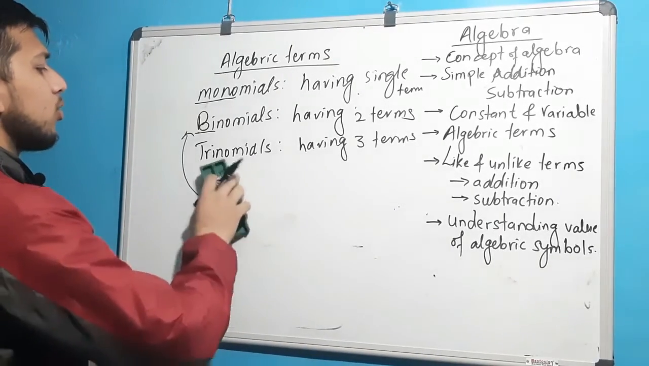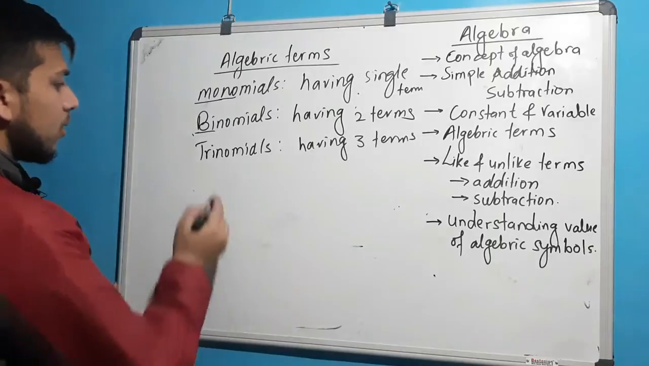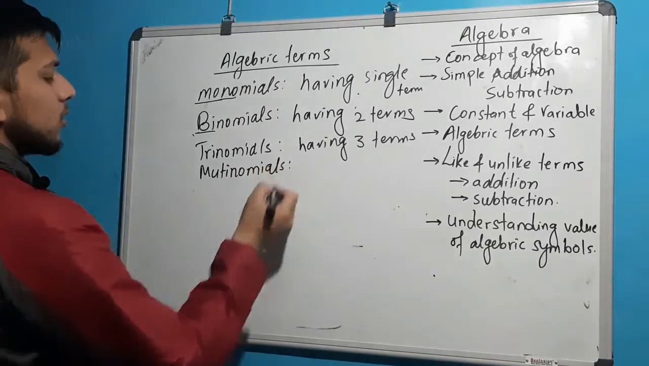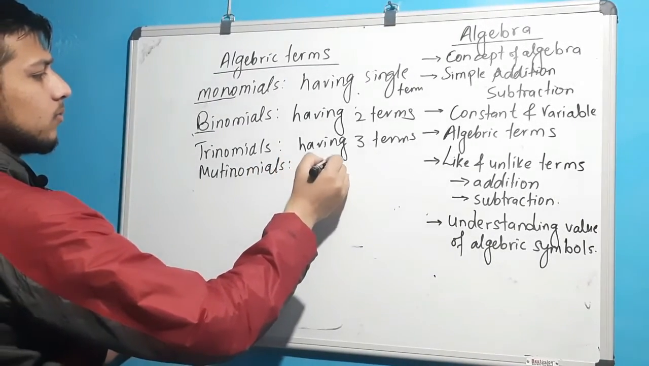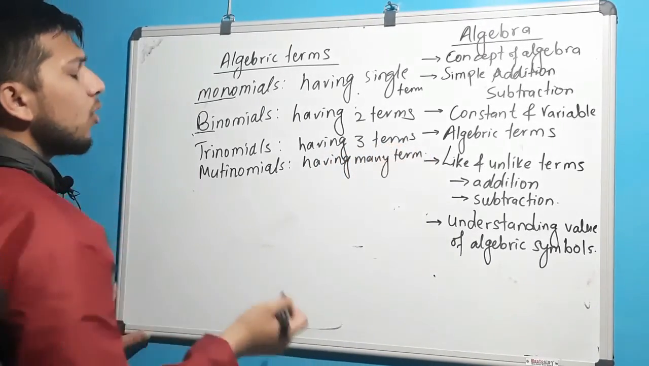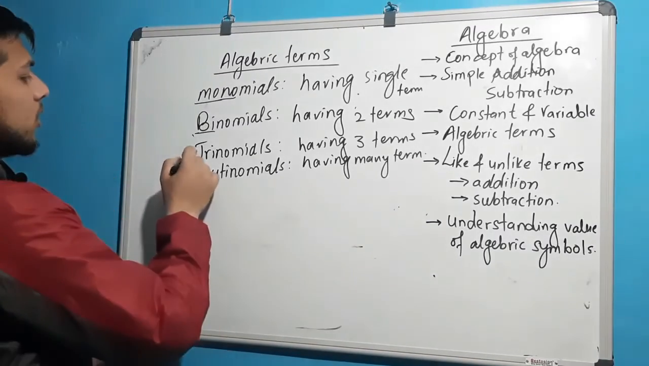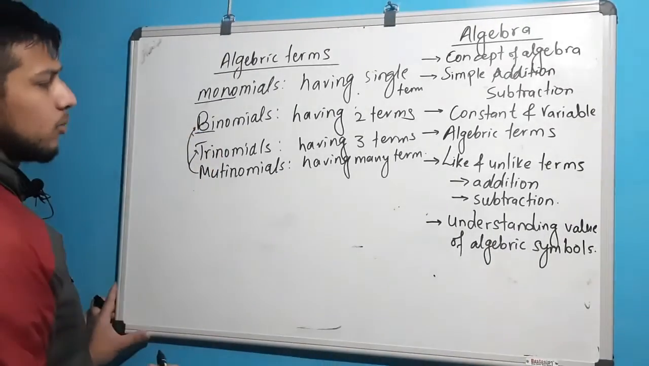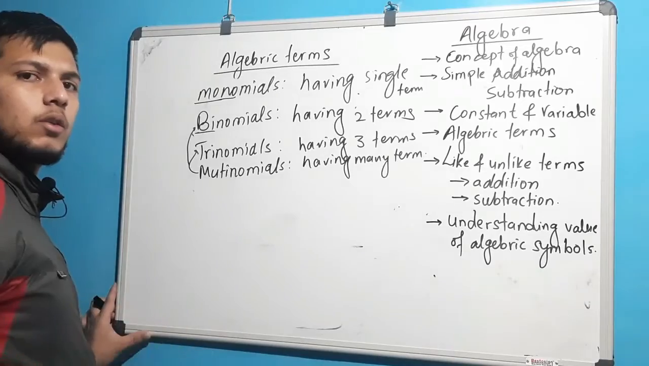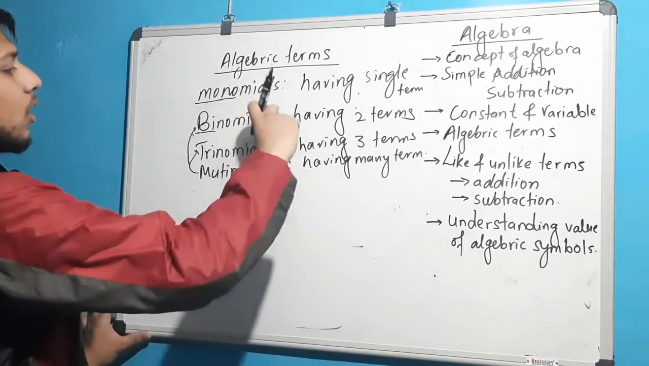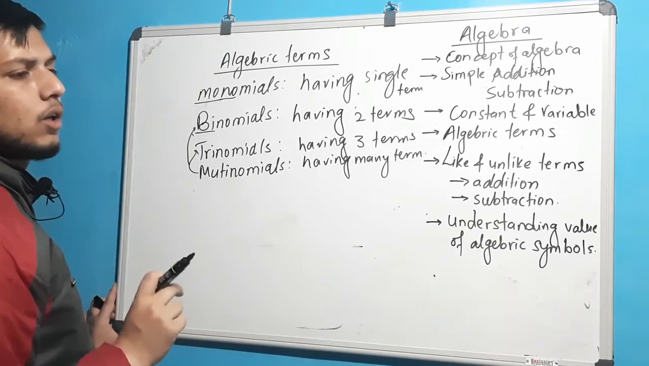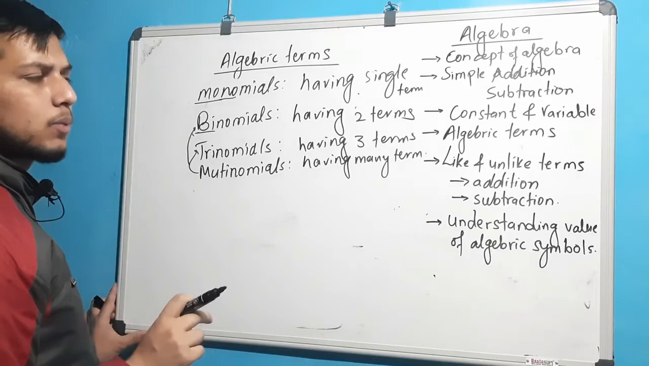Having more than three terms, these are called multinomials. Multinomials mean having many terms. More than one term is called multinomials. So these two are also multinomials, but we should specify the algebraic expressions having two and three terms.